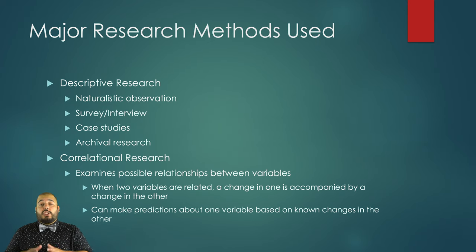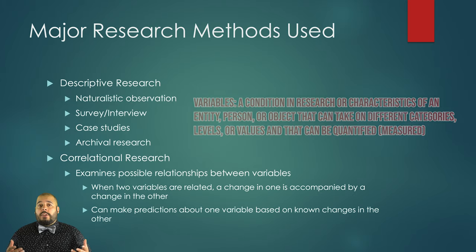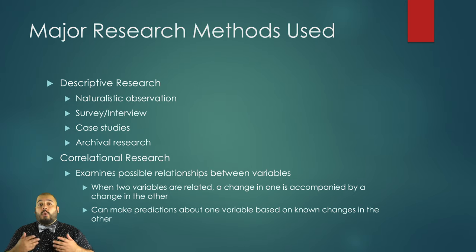Correlational research examines the relationship between two different variables. While descriptive research may answer who, what, when, and where, correlational research can answer whether and how two or more variables change together. These relationships or correlations can be found to be either positive, negative, or non-existent.